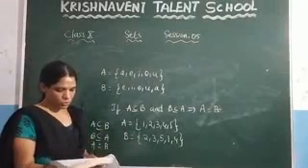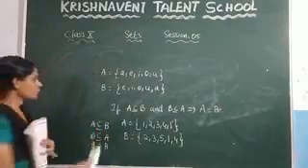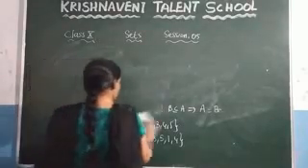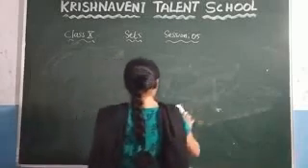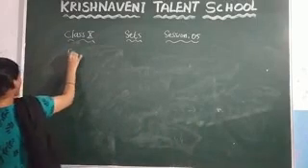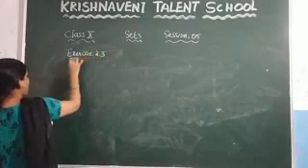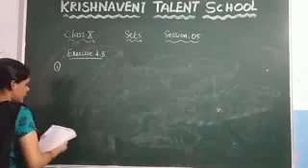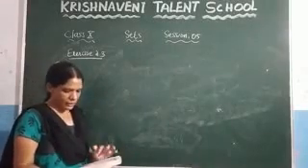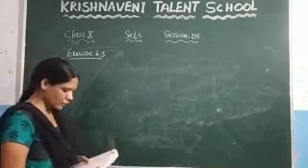Now, based on this, we are going to solve the next exercise, 2.3. See the first question. Which of the following sets are equal? Here they have given three sets. You need to check which sets are equal between these three sets.